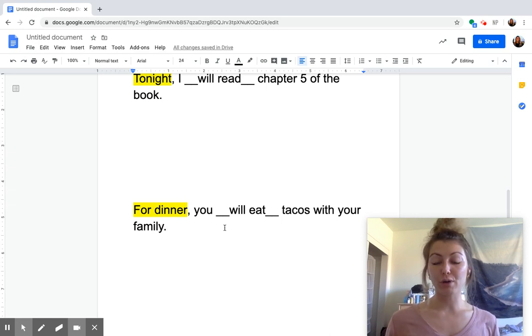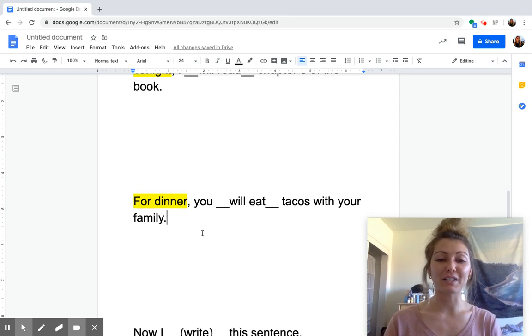You could also have put this in present tense. Maybe you're sitting and eating dinner right now. For dinner, you are eating tacos with your family. I would accept that one as well. But for this example, I'm going to say it's future tense. For dinner, you will eat tacos with your family. Cool. Let's move on to the next one.